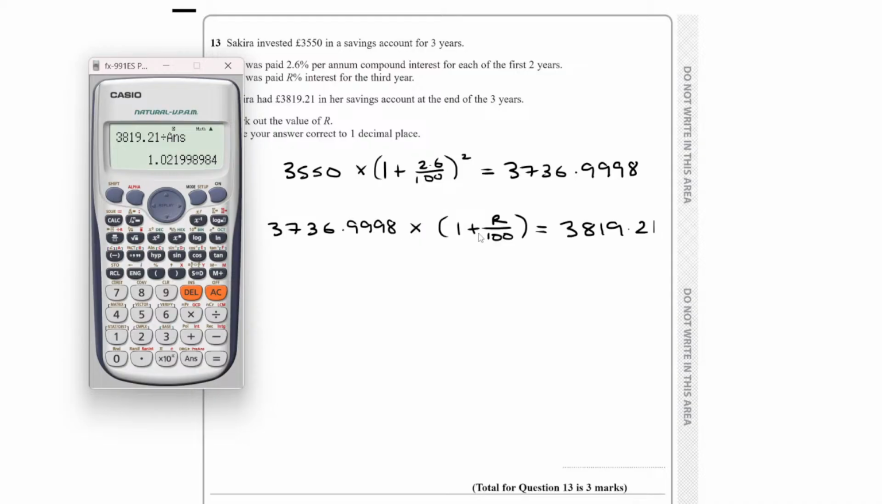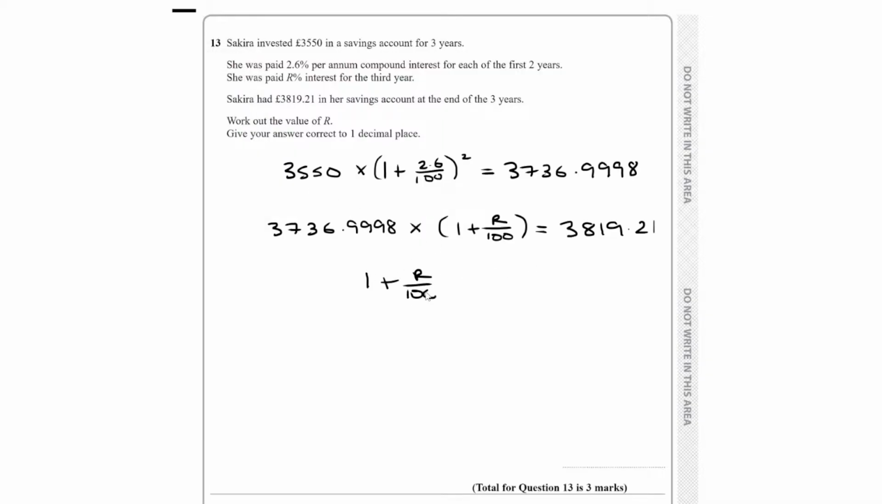So then I've got 1 plus r over 100 is equal to this. Now, I'd probably just round this to 1.022 at this point, because there's just loads of 9s, isn't it? So 1 plus r over 100 is equal to 1.022. Almost from here, you could probably see what it's going to be. But if not, obviously take away 1 from both sides, 0.022, and then times by 100, 2.2% is the answer.